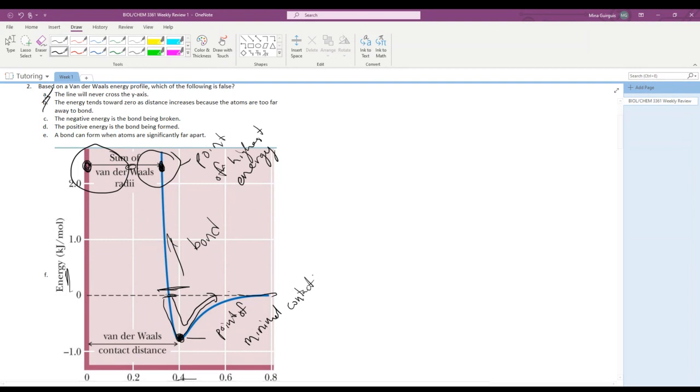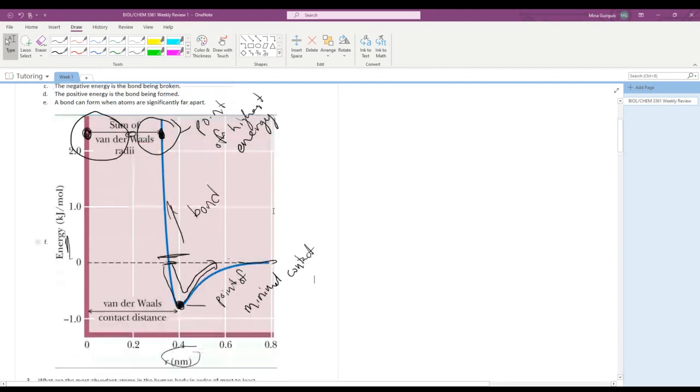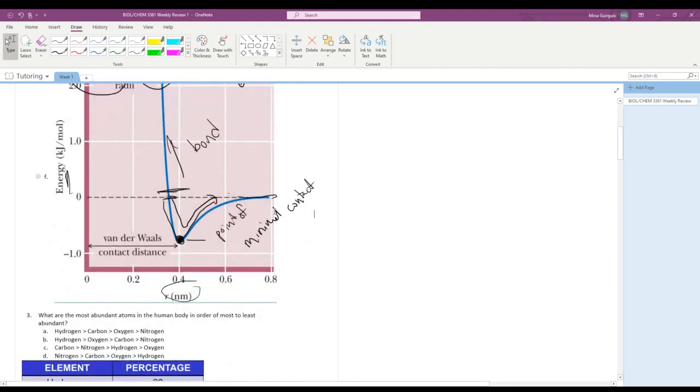And that's why E is wrong, because a bond can't form when the atoms are significantly far apart, simply because they can't affect each other. Does that make sense to everyone? Are you guys okay with the reading of this graph? I know it's not the most intuitive thing in the world. I don't hear any dinging, so I'm going to take that as a plus.